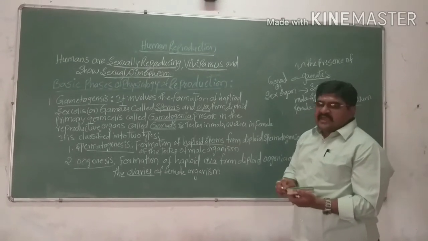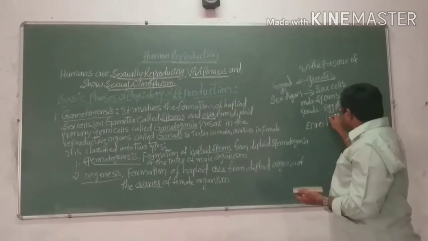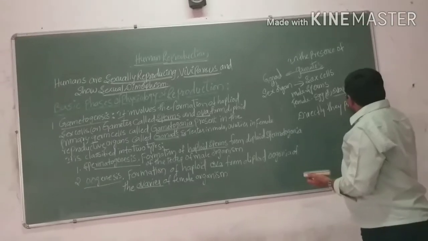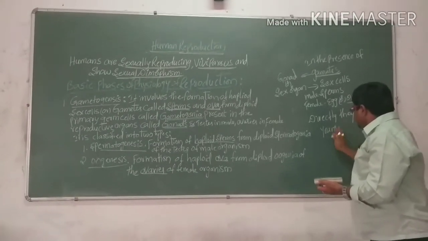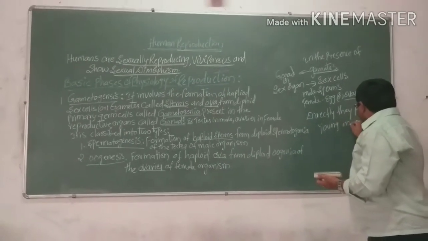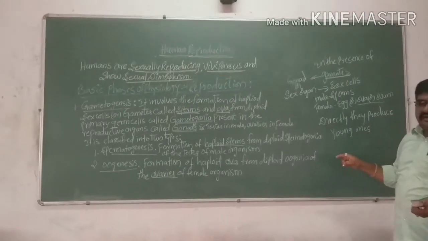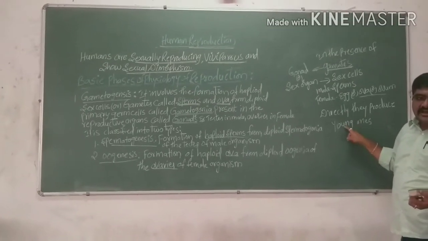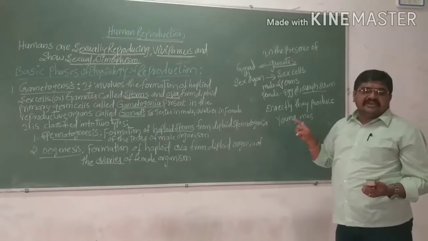Viviparous means they directly produce young ones. If they directly produce young ones, they are called viviparous. That means directly they are producing young ones after fertilization. Here in humans, the fertilization is internal fertilization.